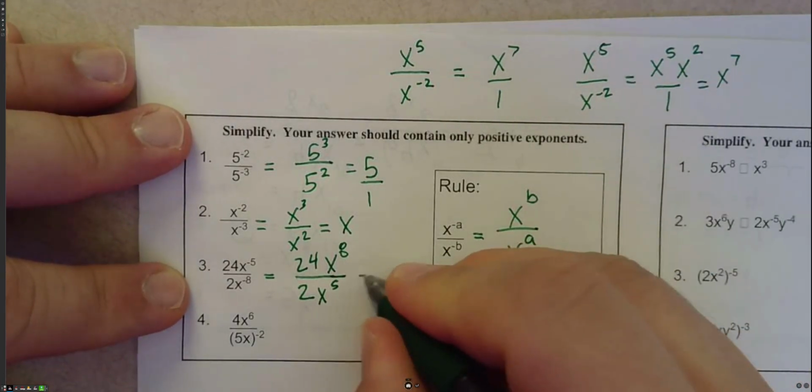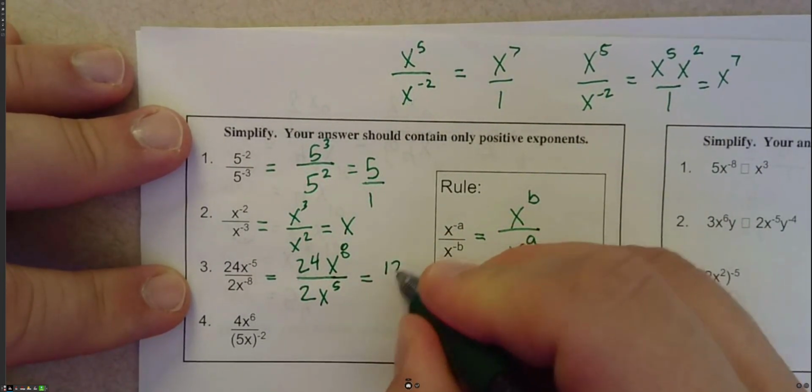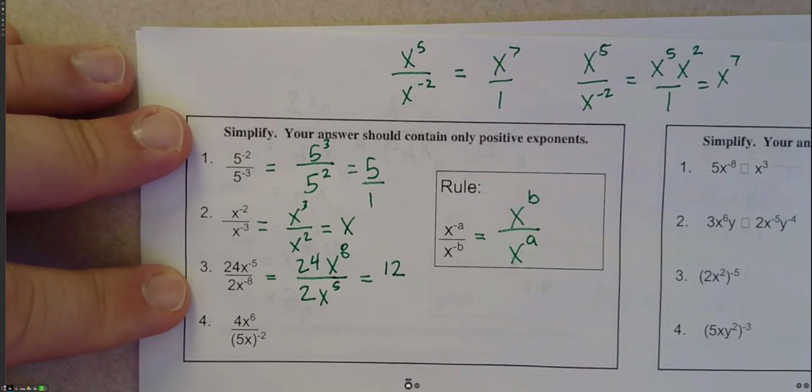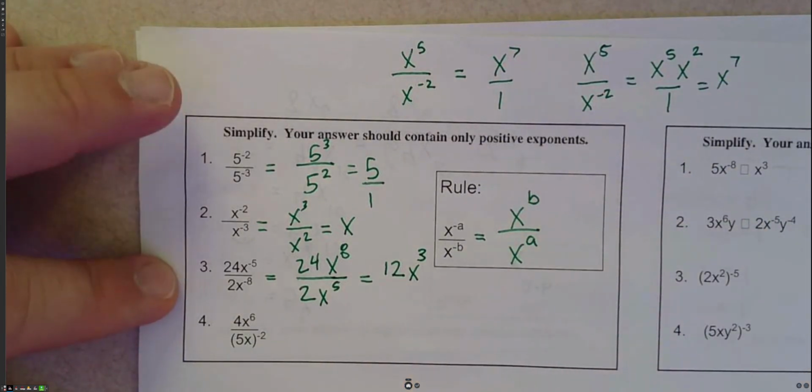And now I've got to clean this up. 24 divided by 2 is 12 in the top. X to the, which is winning, the top or the bottom? By how much? Good.